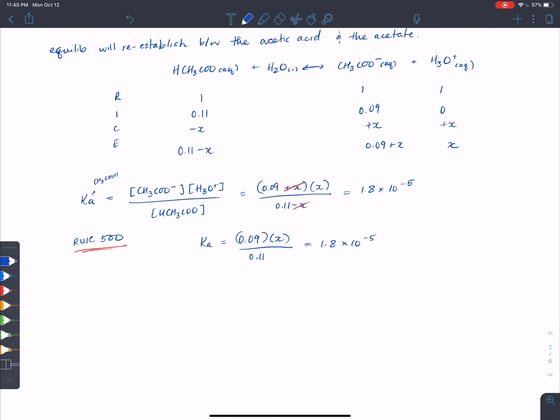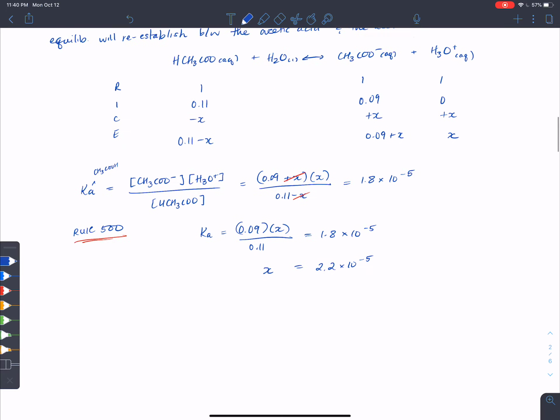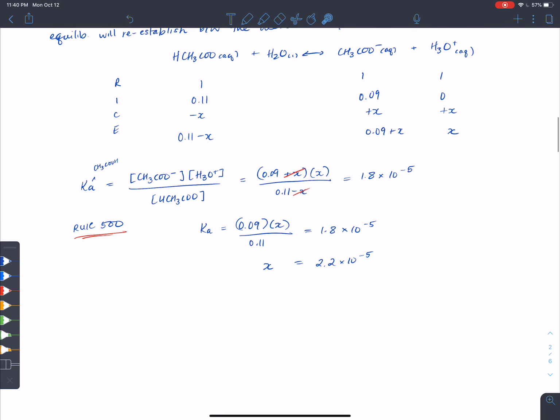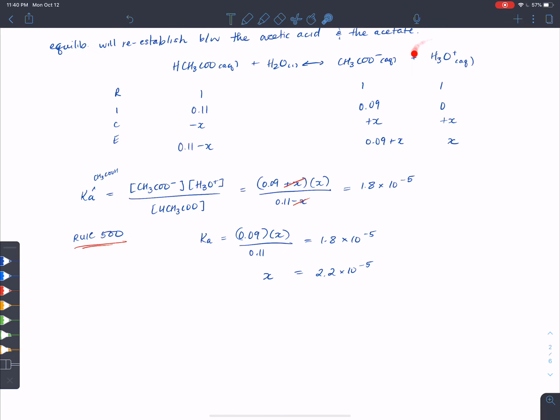And with that said, I can solve for x, right? I would multiply this whole thing by 0.11, and then divide this whole thing by 0.09, and I end up with 2.2 times 10 to the power of negative 5. Because I have this information, this is my x, I know that the x represents the concentration of my hydronium ions once equilibrium is established again. So I can say that this is equal to my hydronium ion concentration.